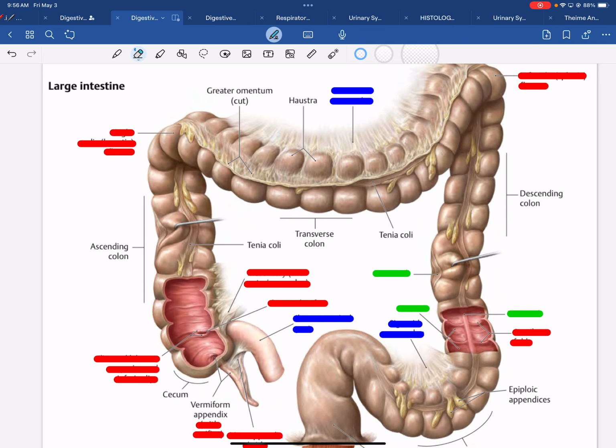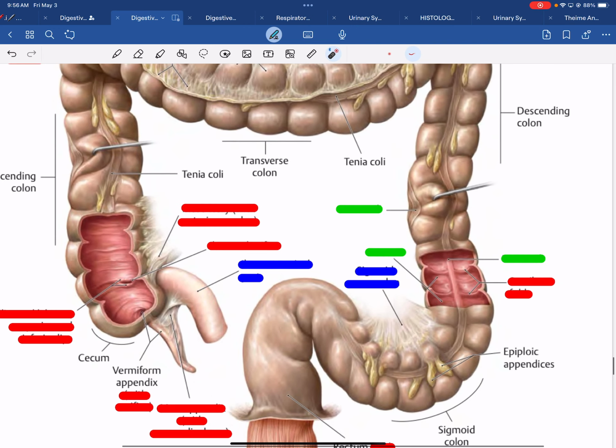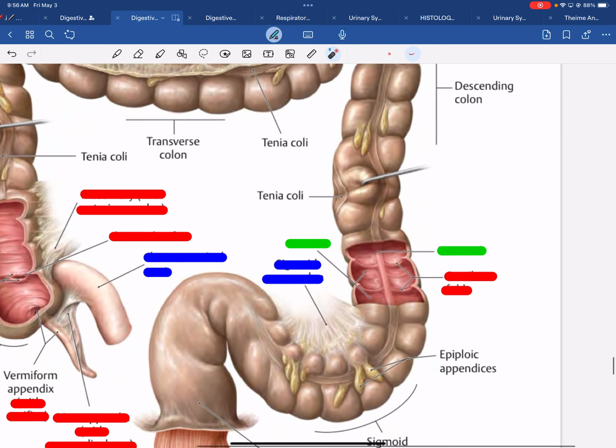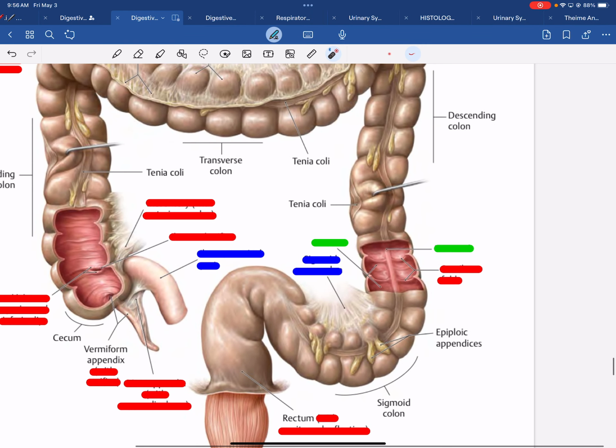That's another Tenia coli. So is that one. There are 3 of them, one on each side of the large intestine. And what's this is just the same thing, yep.